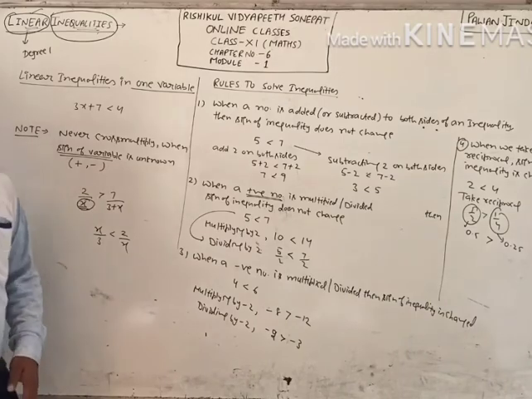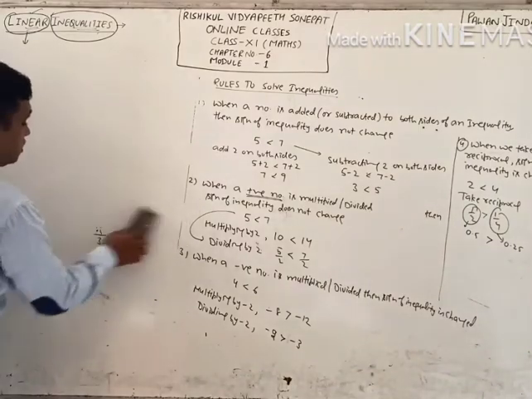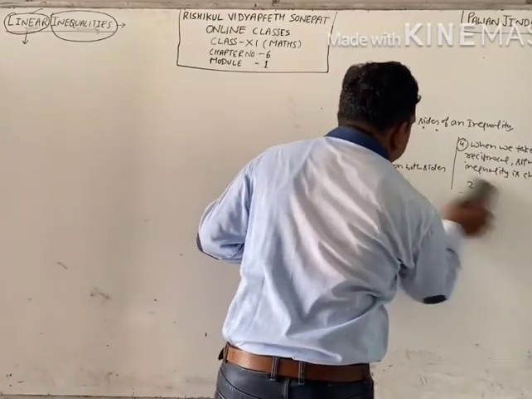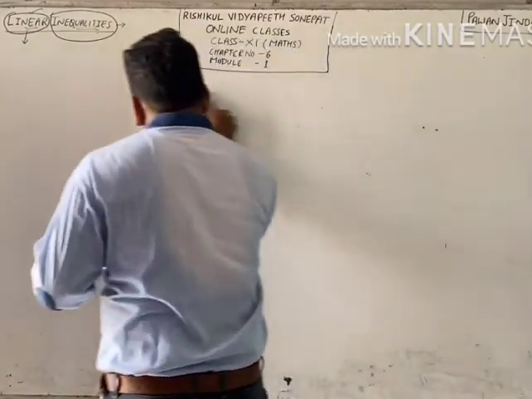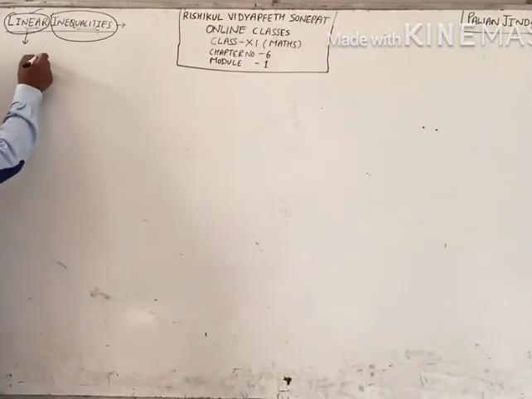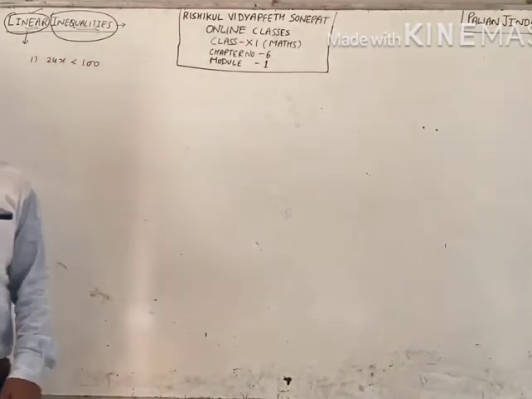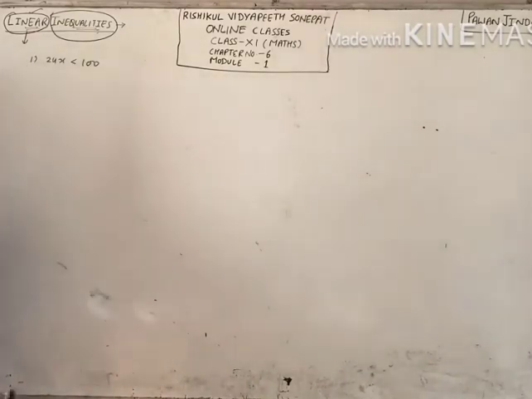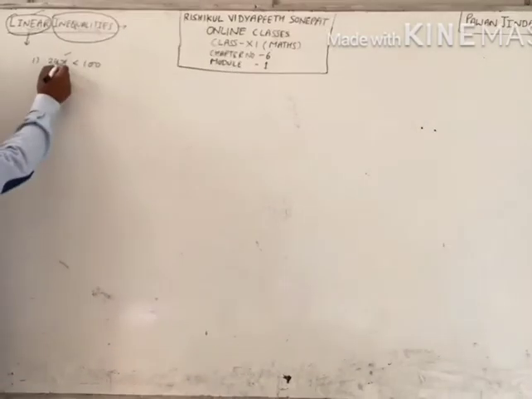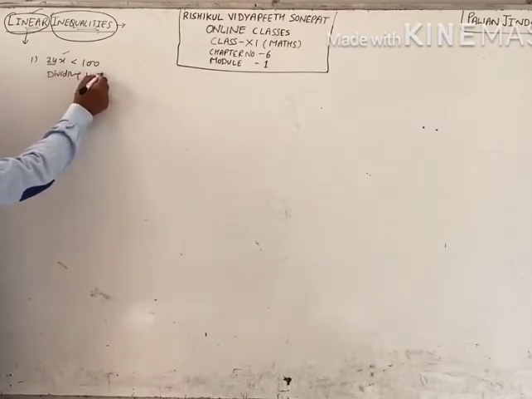Right? Now comes some problems regarding this topic. See here. 24x less than 100. I want to solve this inequality. Solution means to find out the value of variable. Now see, for this you have to divide by 24. Dividing by 24, see what you will get.